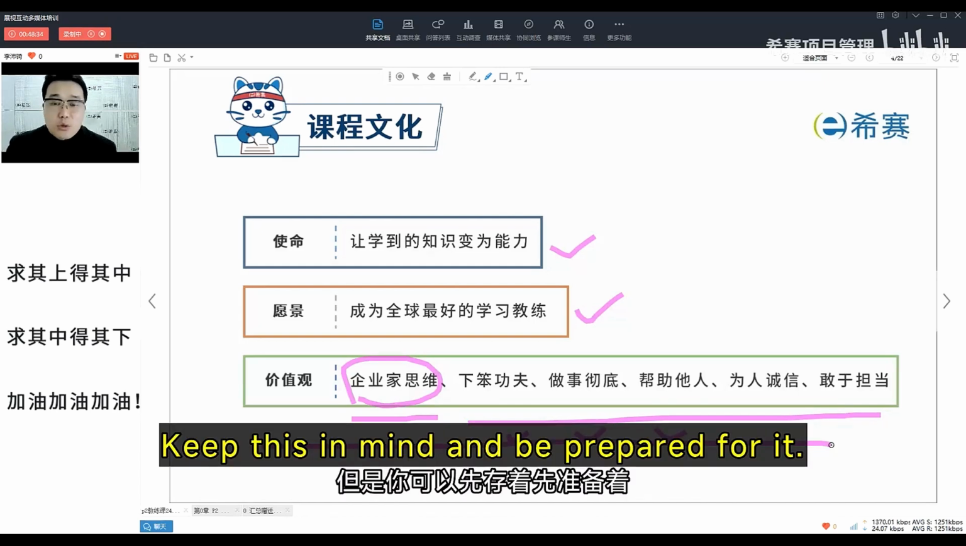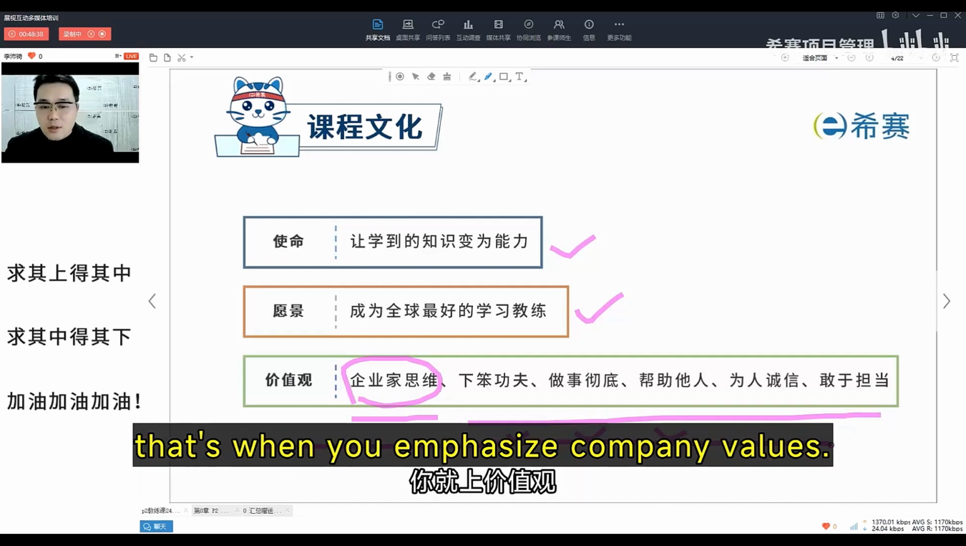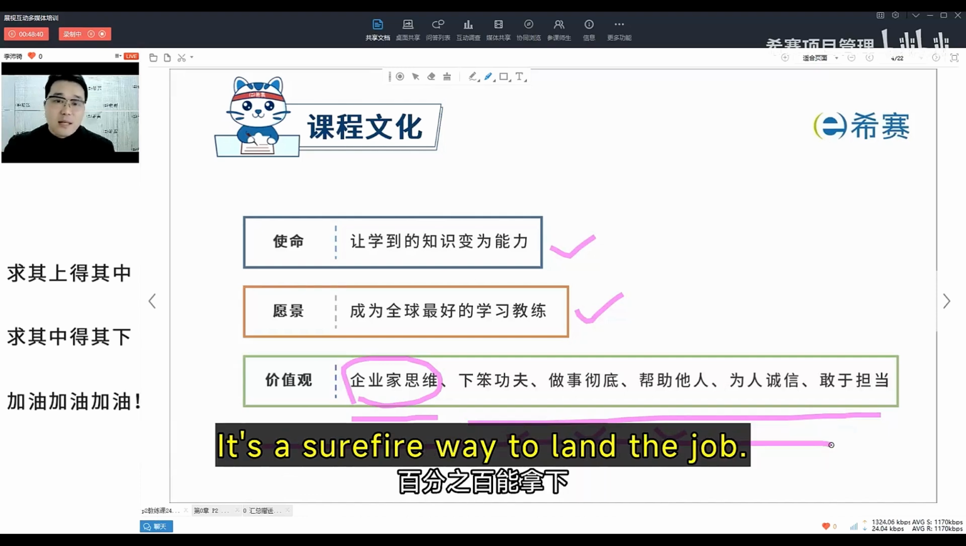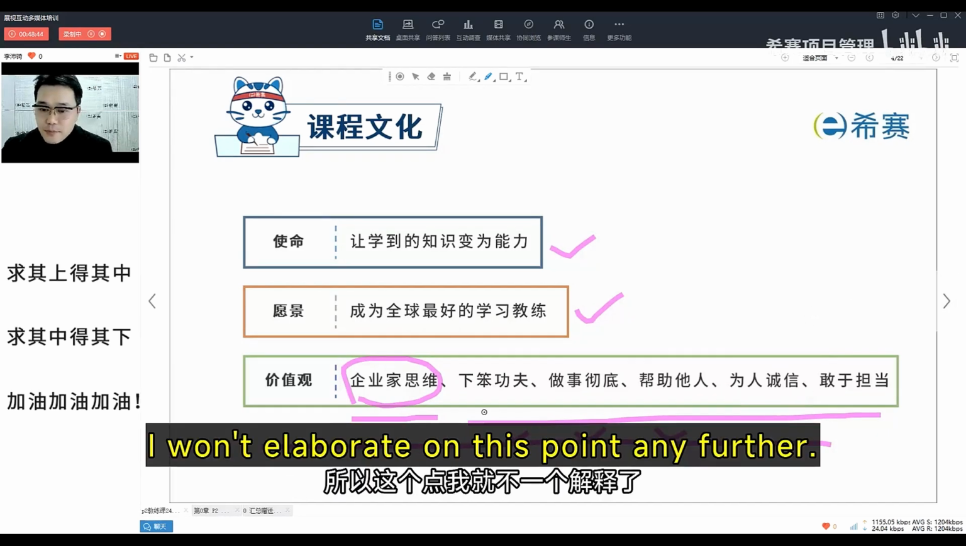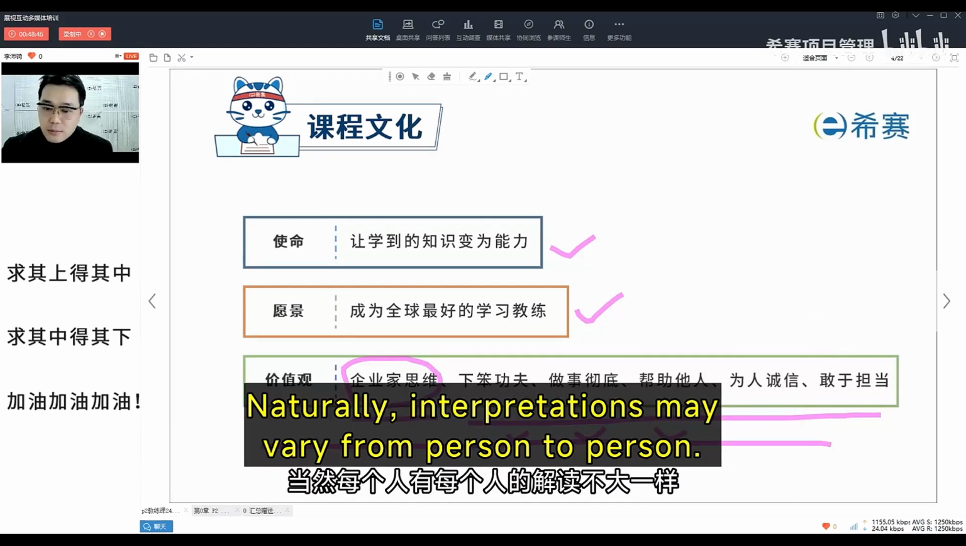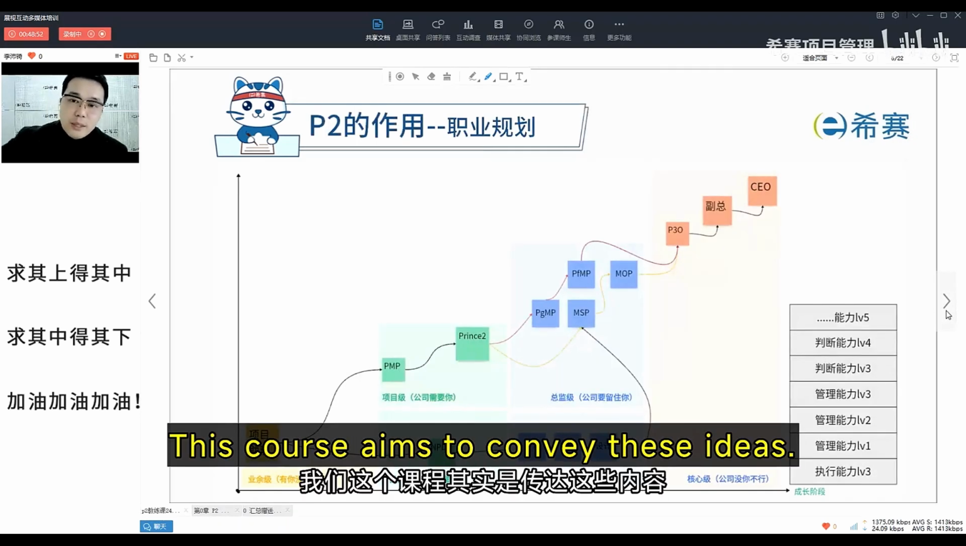Keep this in mind and be prepared for it. If you're interviewed by senior leadership, that's when you emphasize company values. It's a surefire way to land the job. Got it? I won't elaborate on this point any further. Naturally, interpretations may vary from person to person. So, use your own judgment. This course aims to convey these ideas.